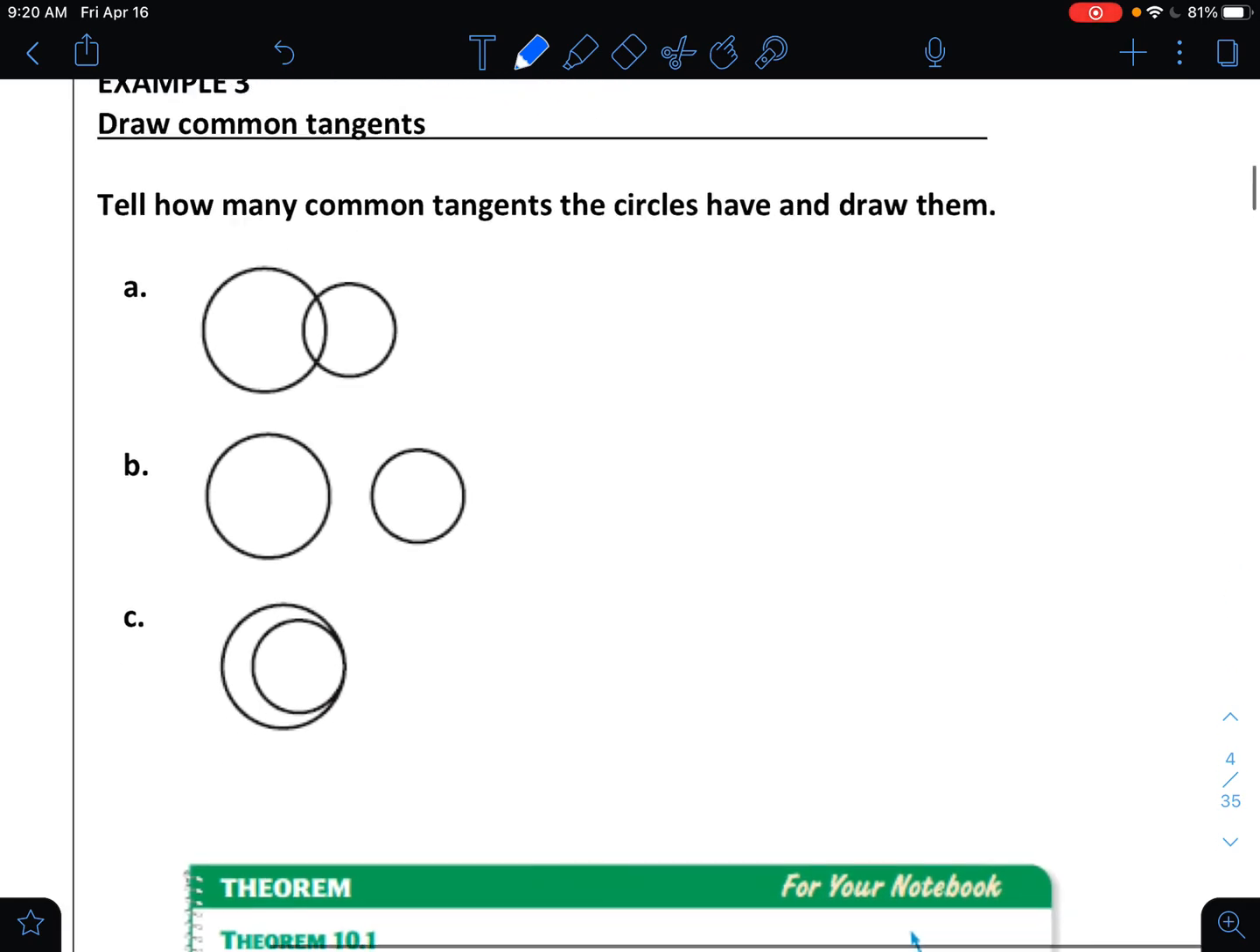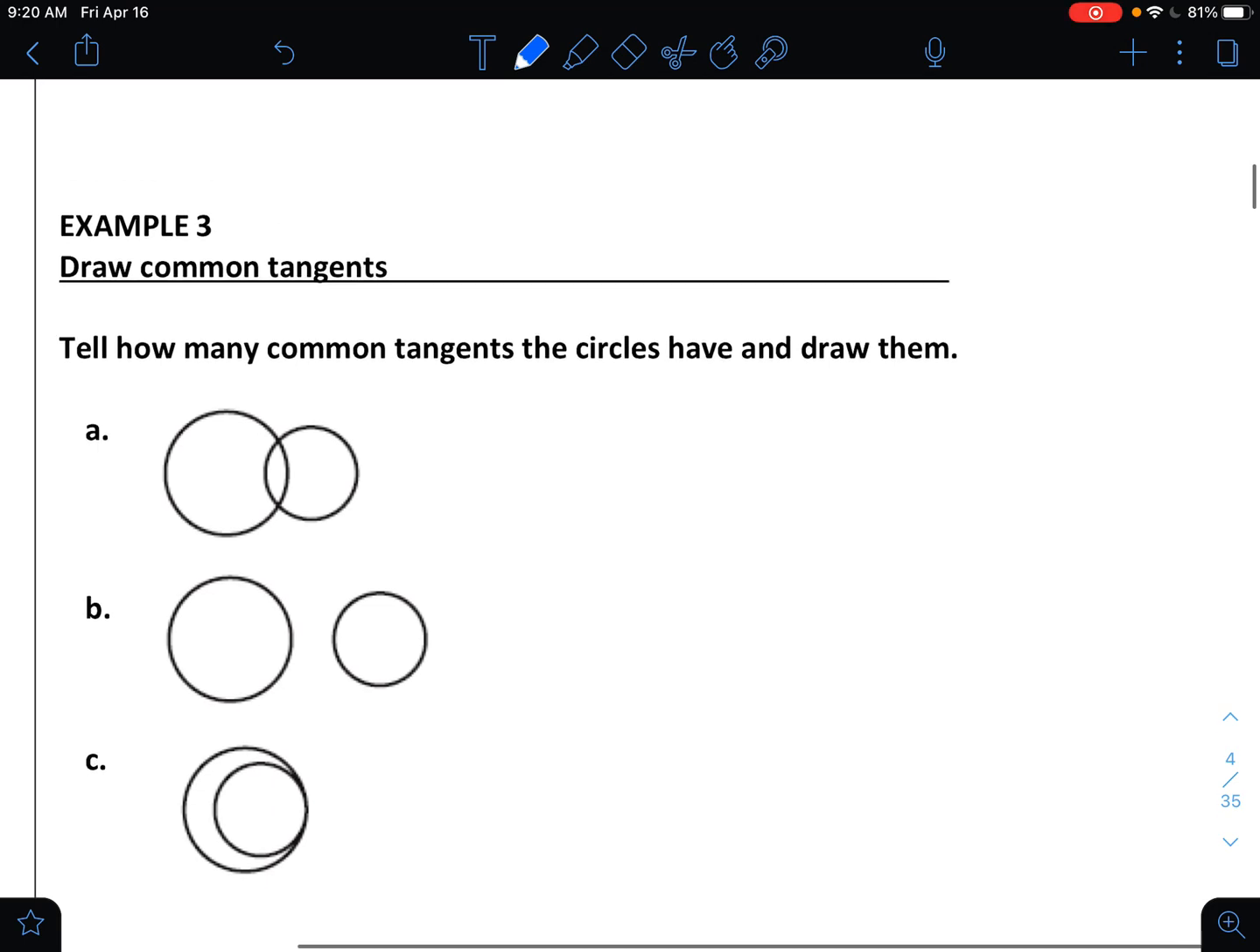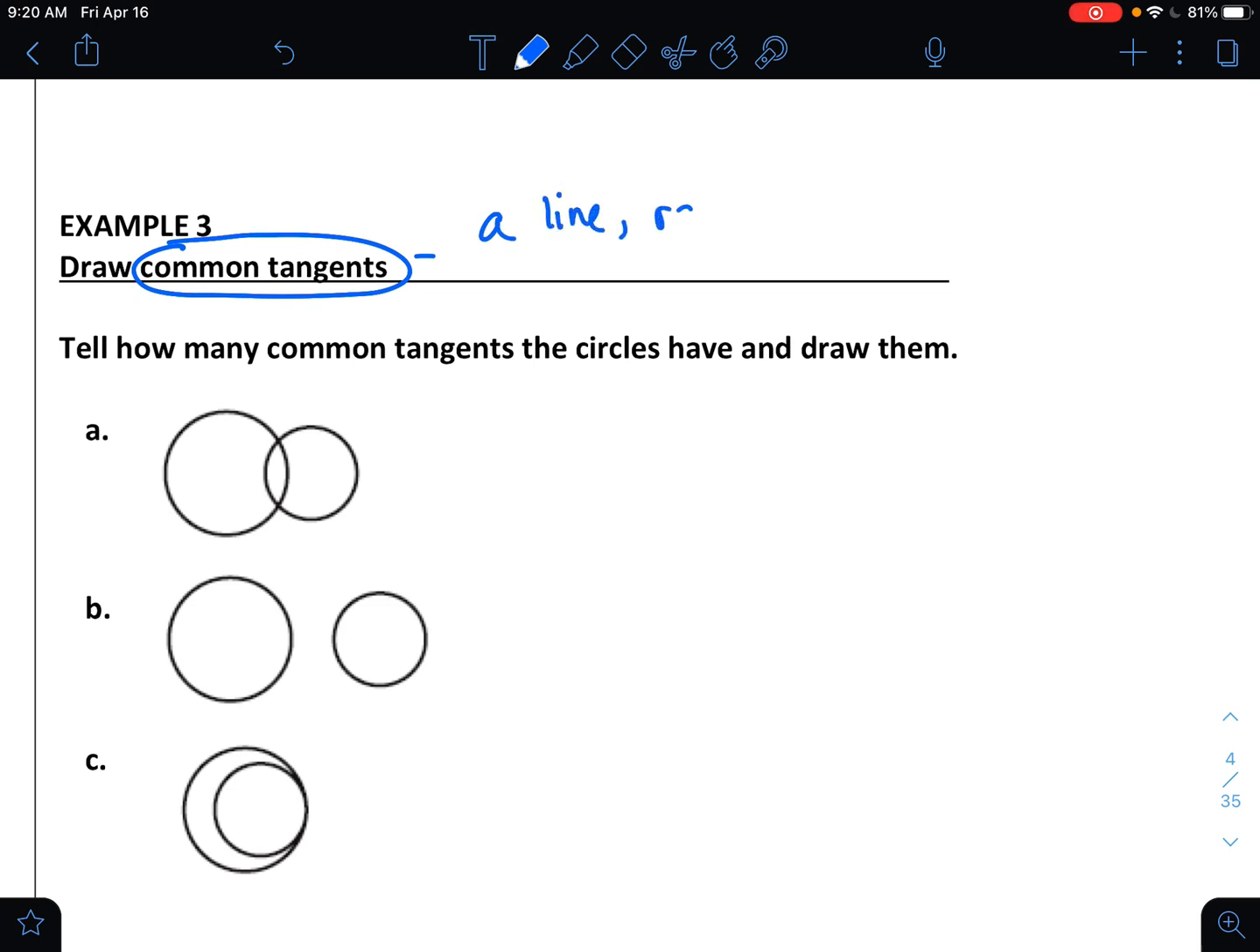All right, let's talk about a common tangent. So I'm going to add a definition here. Common tangent. A common tangent can be a line, ray, or a segment.